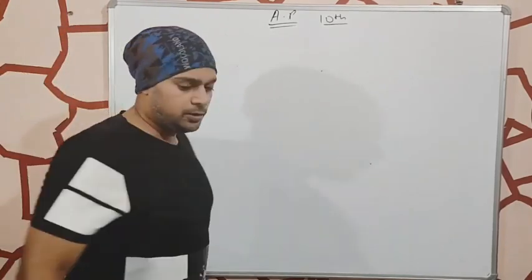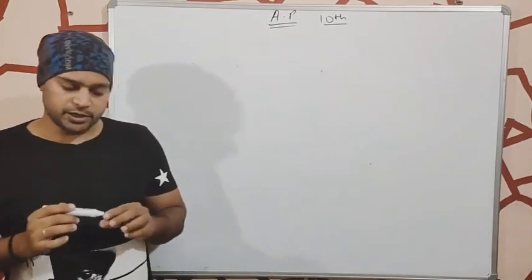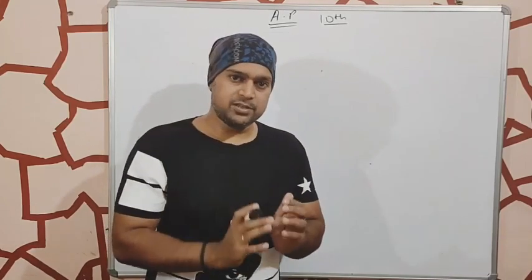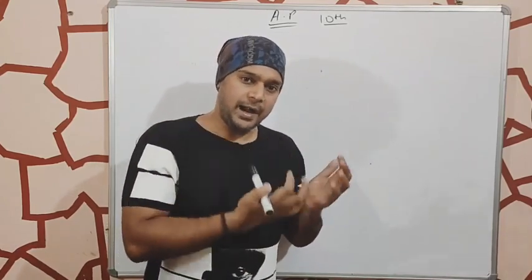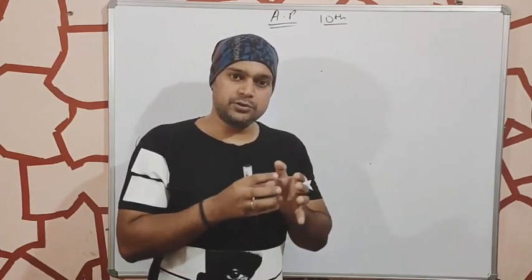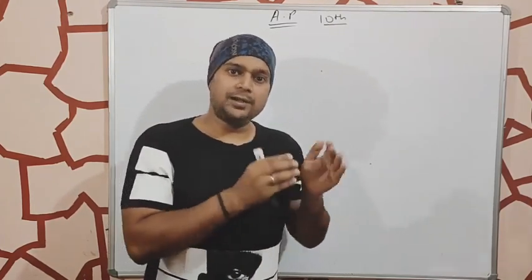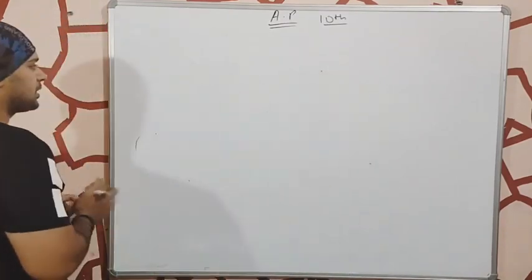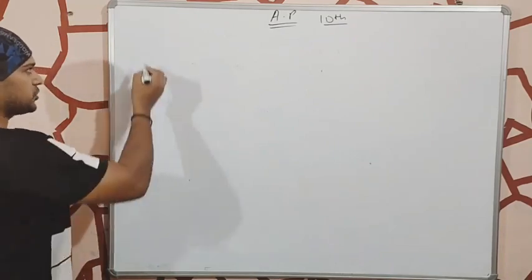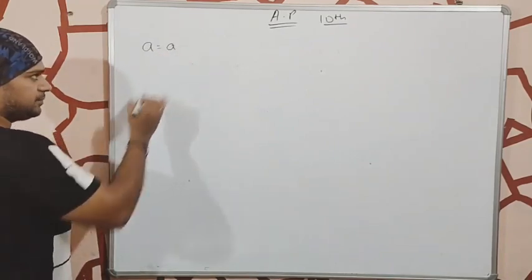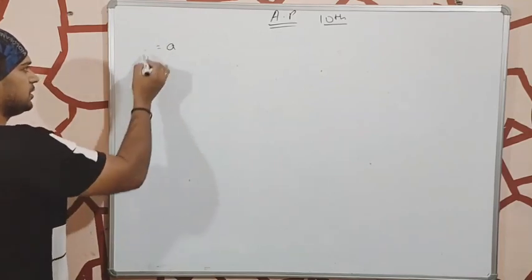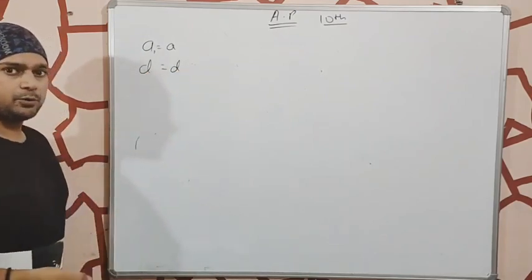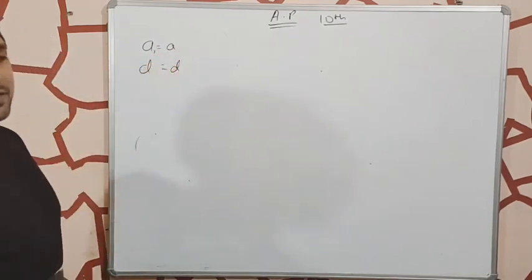See, dear students, what I told you is that arithmetic progression is a sequence where the difference between the consecutive terms is the same, and that difference is given by a small letter d, and the first term of the arithmetic progression is given by letter a. So suppose I take an arithmetic progression where the first term is a and the common difference is d.